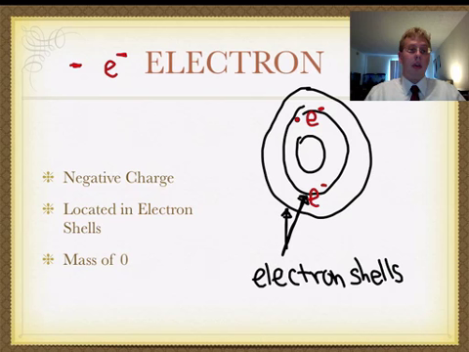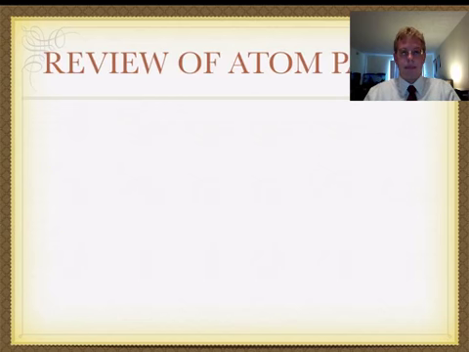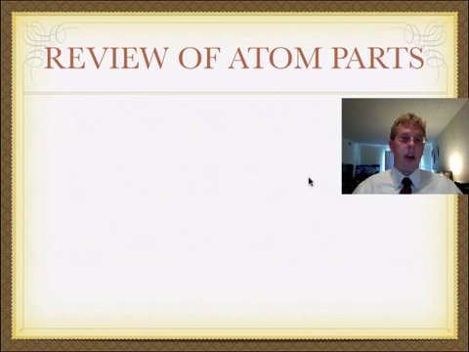Now, like I said before, the mass of an electron is 0, and if we were to compare that to a proton or a neutron, it would take about 2,000 electrons to equal the mass of a single proton. We're going to finish up tonight's video with a review of the parts of an atom and the role that each subatomic particle plays in the physical and chemical properties for a given element.